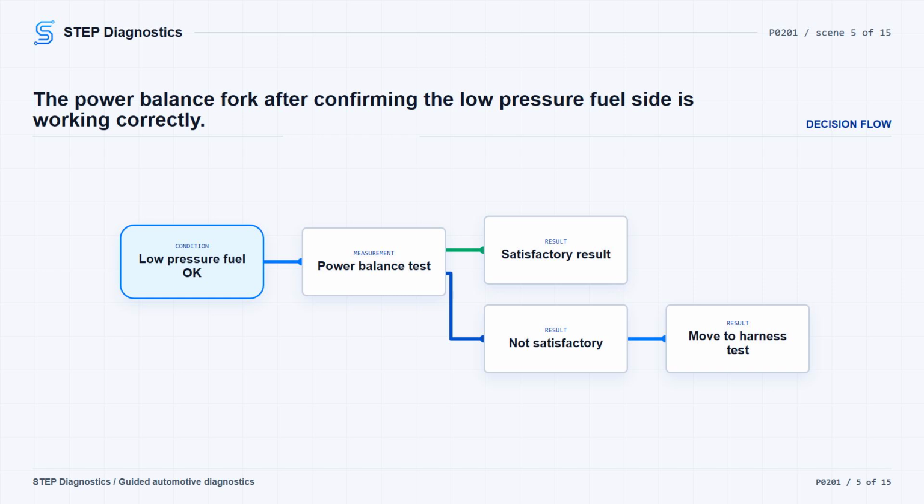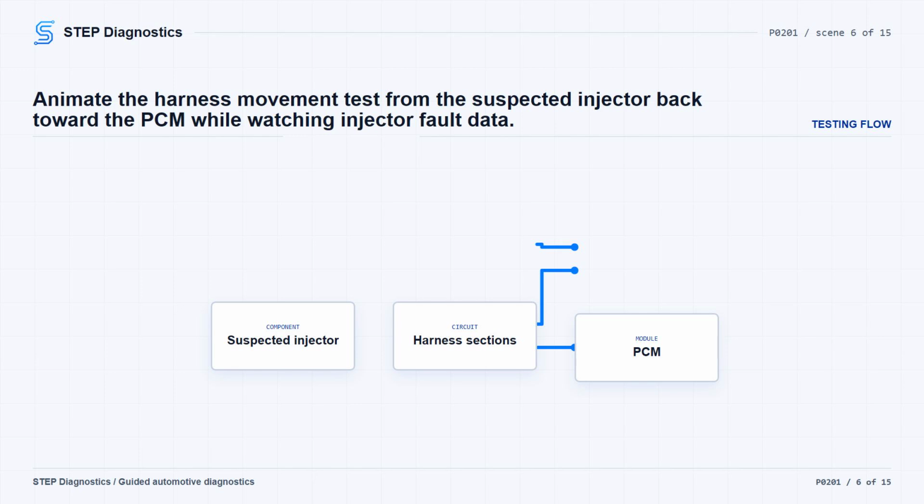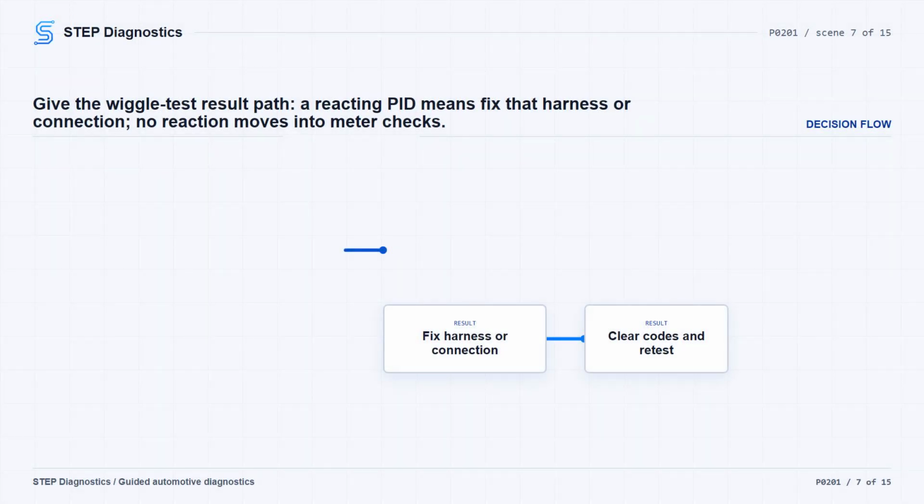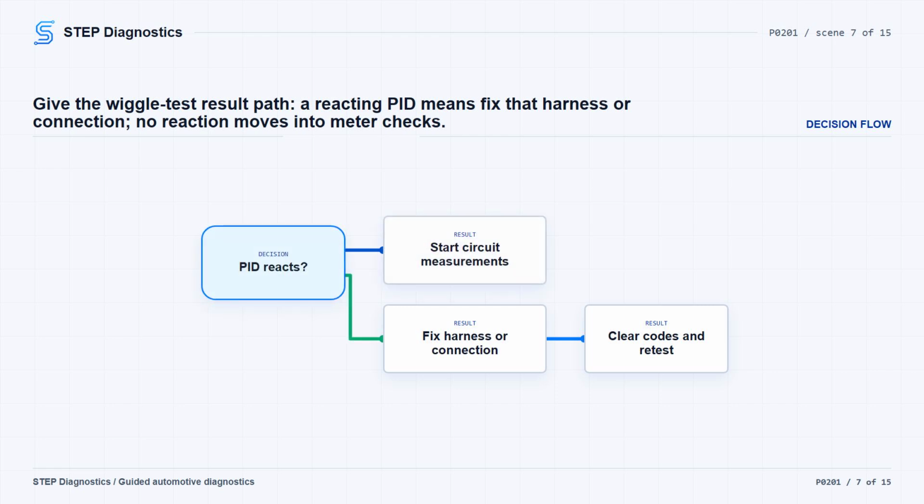If the power balance result is satisfactory, the system is operating correctly at that time, and the next move is symptom-based testing. If the result is not satisfactory, continue into the wiring movement test. Start the engine and let it reach normal operating temperature. Watch the injector fault PIDs while you wiggle, shake, and bend small sections of the harness, working from the suspected injector back toward the PCM. If the injector fault PID reacts during the wiggle test, repair the harness or connection concern as needed, clear the PCM codes, and repeat the self-test. If the PID does not show a concern, continue with circuit measurements.